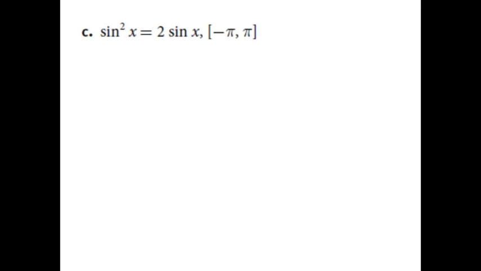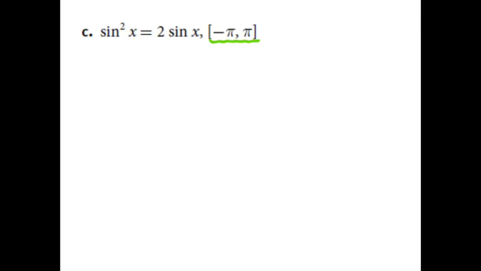All right, question C, sine squared x equals 2 sine x. And we've got an interesting change here. Notice that our interval for our solutions this time is negative pi to pi. So it's a different interval. We're going to have to think about our final solutions a little bit differently. But first, let's go ahead and solve this.